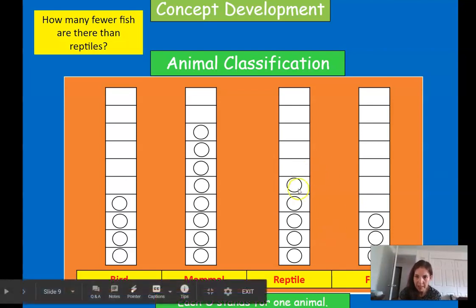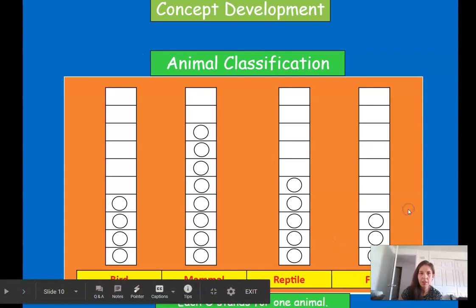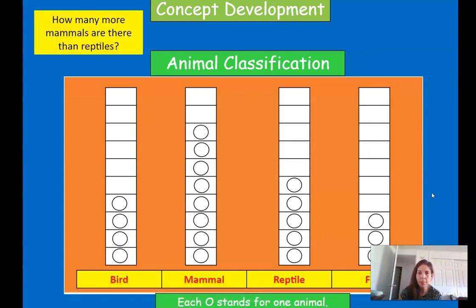Look at the reptiles. 5 reptiles. So we're going to go 5 minus 3 equals 2. There are 2 fewer. How many more mammals are there than reptiles?